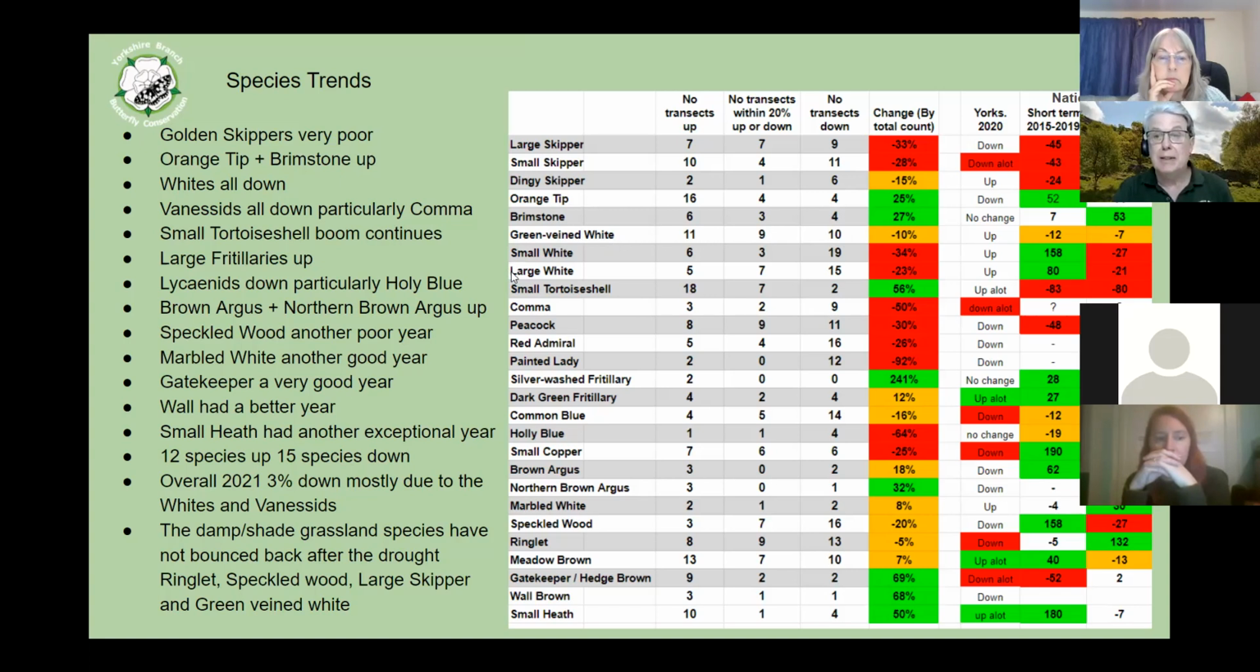The two whites, although last year, 2020, they were both up in the good summer, this year they really didn't do well. There was less migration. Both these species do migrate and they will come over from the continent, but the early spring weather, I think, really did them in quite a lot.